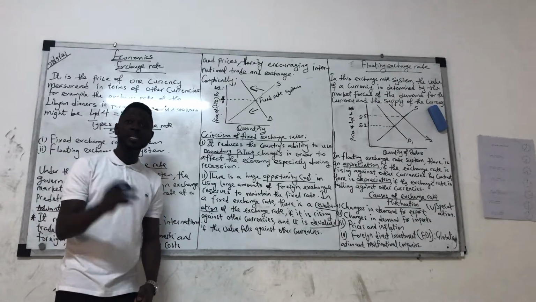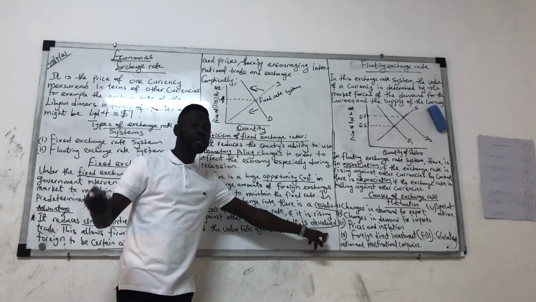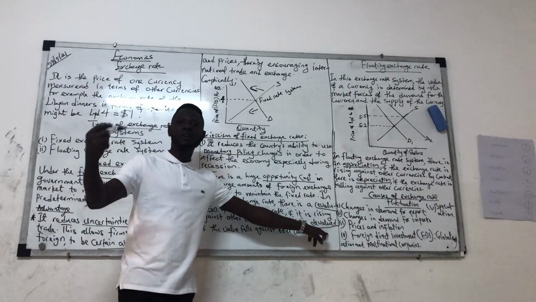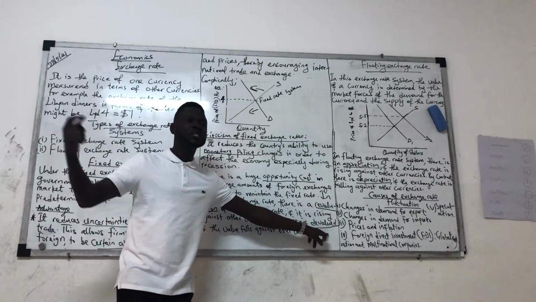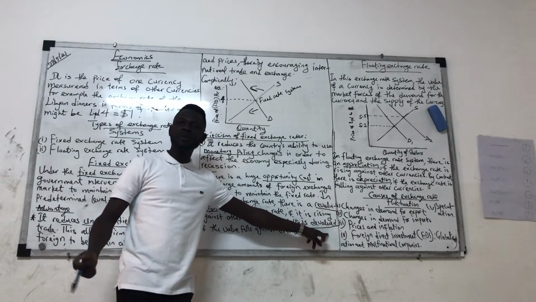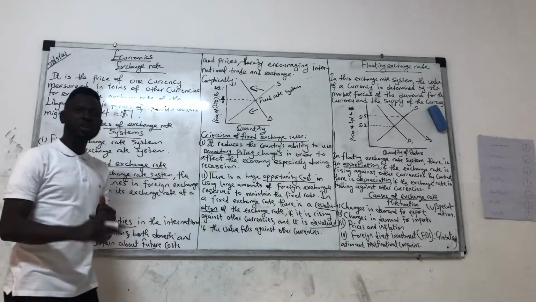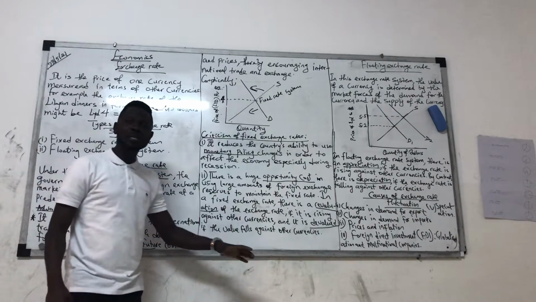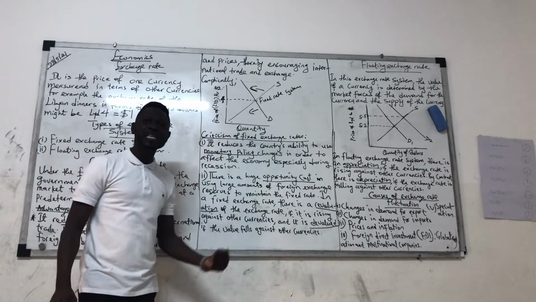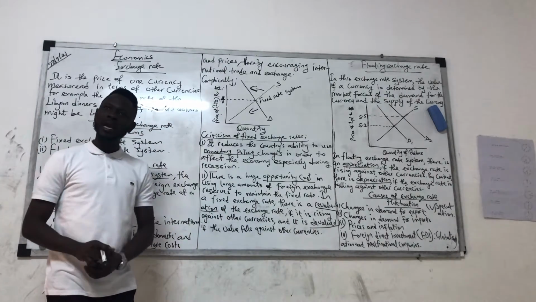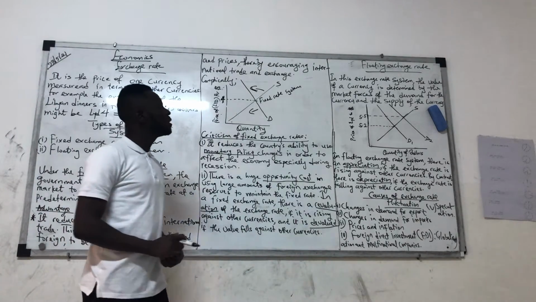So in a fixed exchange rate, there are two situations: revaluation and devaluation. Revaluation means there is a rise in the currency against other currencies. Devaluation means there is a fall in our currency against other currencies. Do we understand revaluation and devaluation? Yeah. Revaluation means our currency is rising against other currencies. Devaluation means our currency is falling against other currencies. Do we get it? Yeah. Do you have any question about fixed exchange rate? No. Clear. So we go to the floating exchange rate.